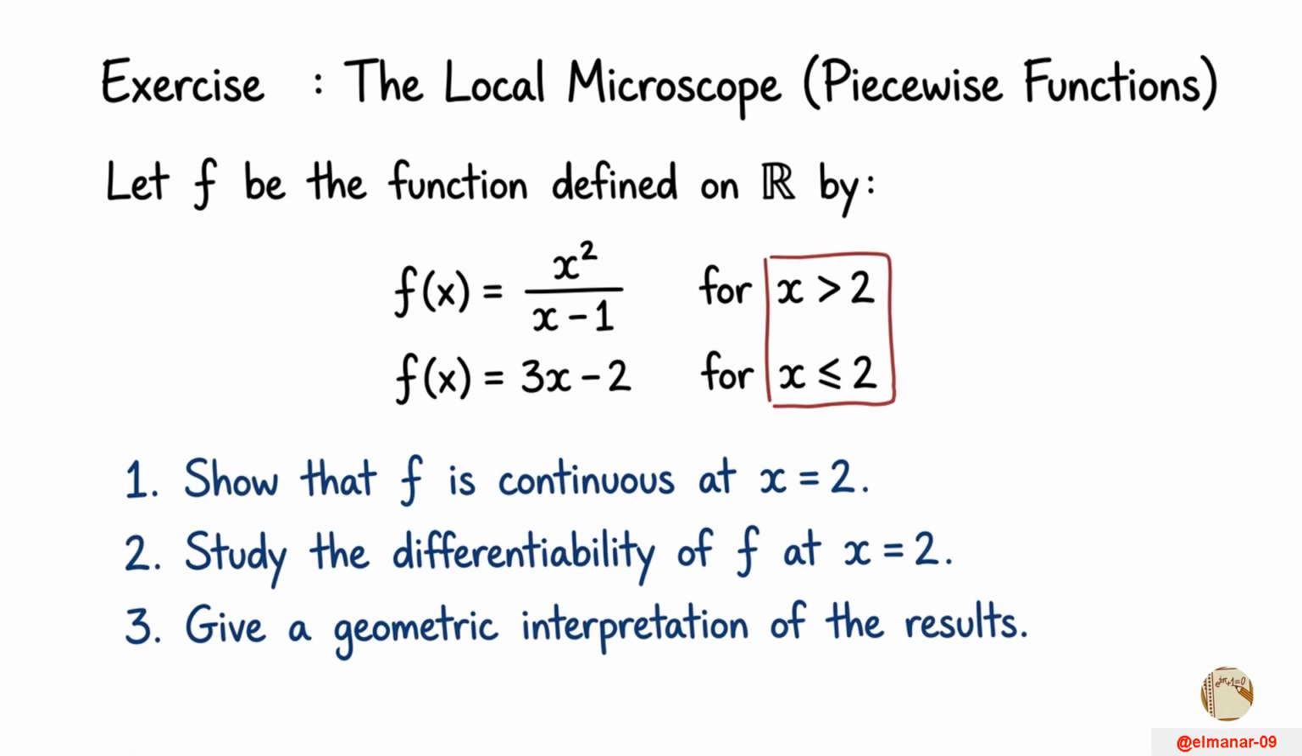Exercise. The local microscope. Piecewise functions. Let f be the function defined on R by f of x equals x squared over x minus 1 for x greater than 2, f of x equals 3x minus 2 for x less than or equal to 2. 1. Show that f is continuous at x equals 2. 2. Study the differentiability of f at x equals 2. 3. Give a geometric interpretation of the results.